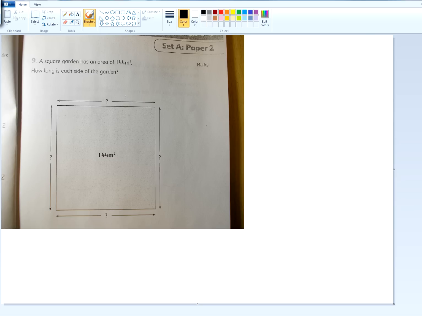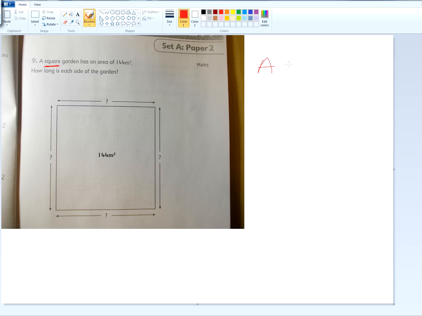A square garden has an area of 144 meters squared. Let's look for the key words in this particular question. They mentioned the word square. A square garden. How long is each of the sides? Now, they haven't given you any of the sides, but they're giving the area. You might think, oh, that's too hard.